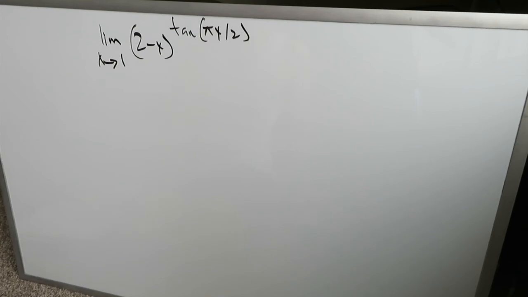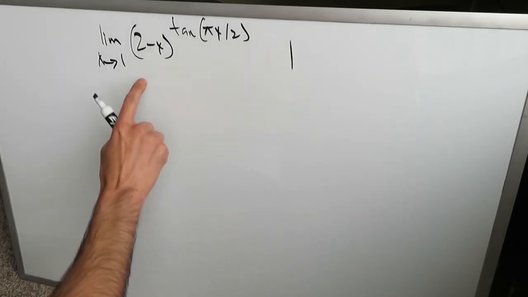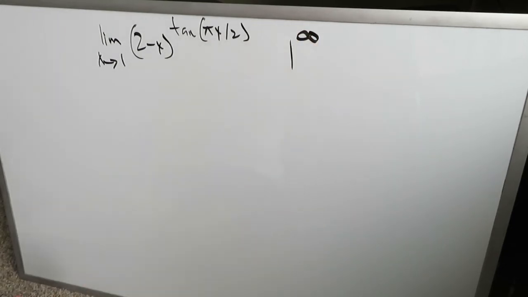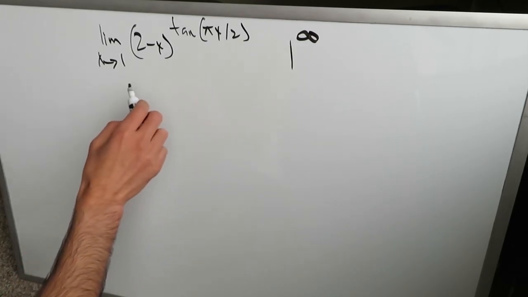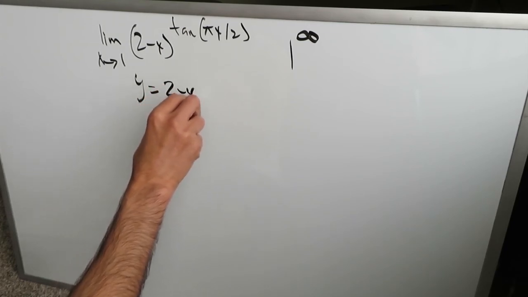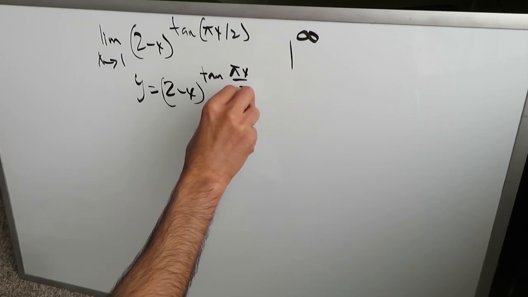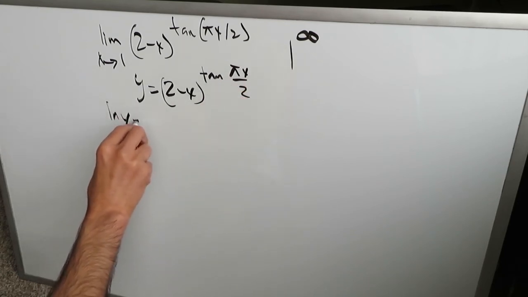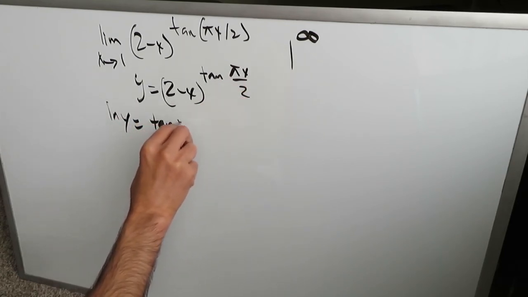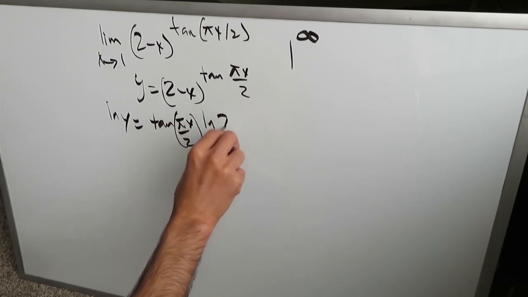Let's look at this question here. If you put 1 in place of these x values, here you'll get a 1 in the base. Here you'll get an infinity. We have to convert this to an indeterminate product type, and we can do that by employing the natural log technique. y is equal to 2 minus x to the power of tan pi x over 2. Therefore, natural log y is equal to tan pi x over 2 natural log of 2 minus x.